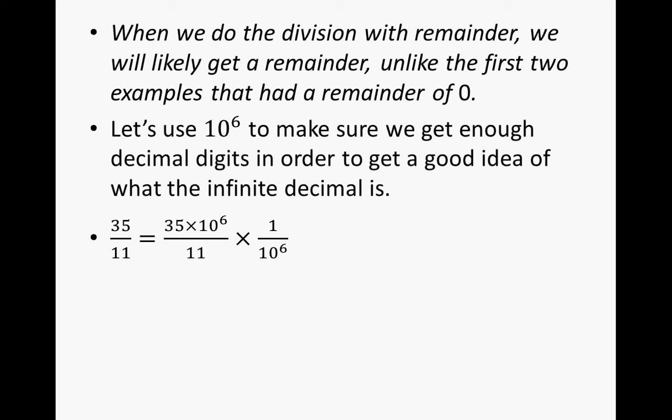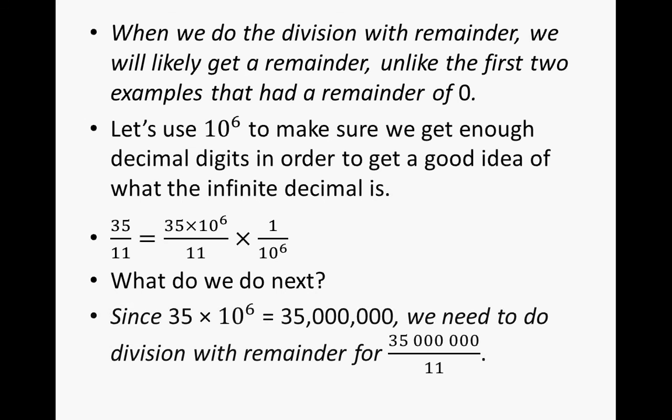So 35/11ths is equal to 35 times 10 to the 6th power over 11, times 1 over 10 to the 6th power. So what do we do next? Well, since 35 times 10 to the 6th power is 35 million, we need to do division with remainder for 35 million divided by 11.